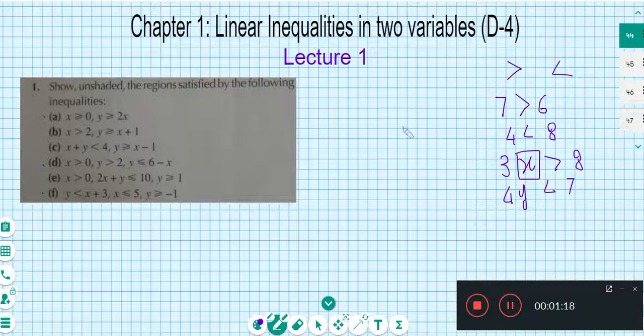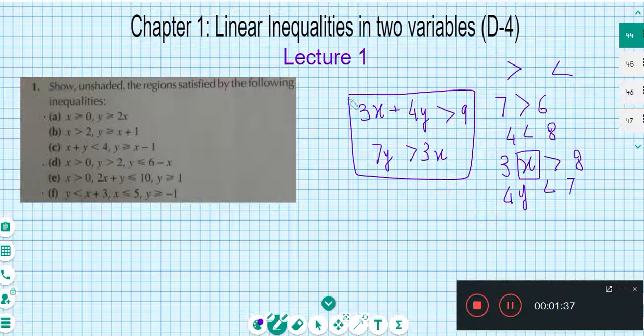So if an inequality has two variables, just like 3x plus 4y greater than 9 or 7y greater than 3x, then these kinds of inequalities in which two variables exist are called linear inequalities in two variables, because if we plot these inequalities we get a straight line. That is why they are called linear inequalities in two variables. So we will plot these inequalities in the questions of exercise 1a.